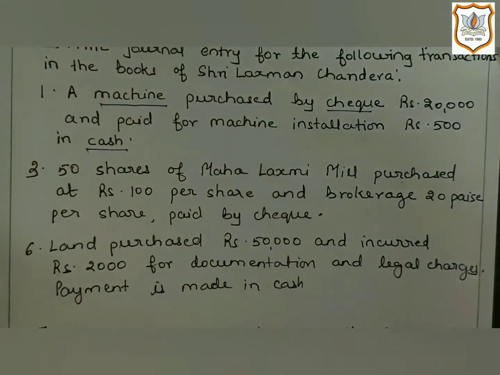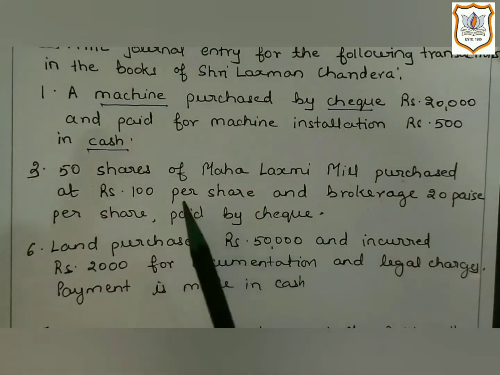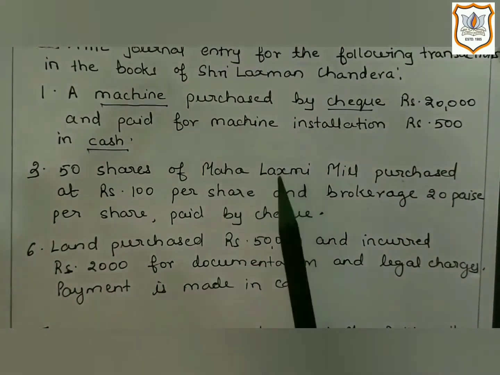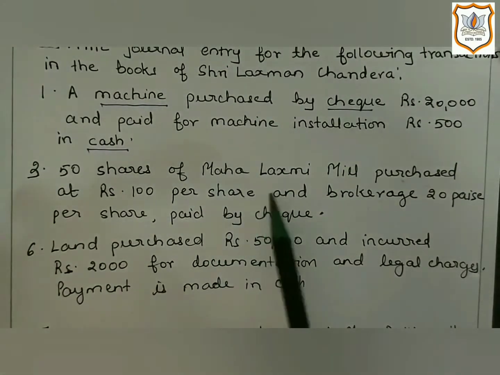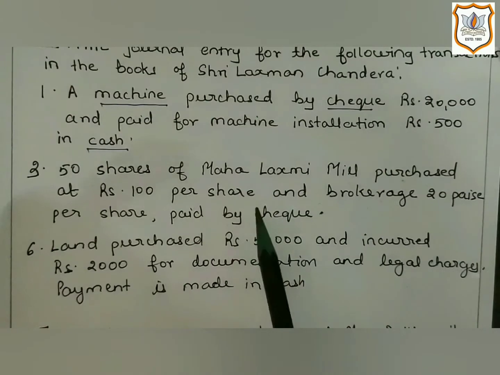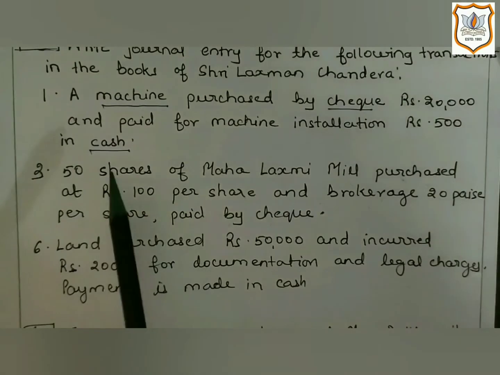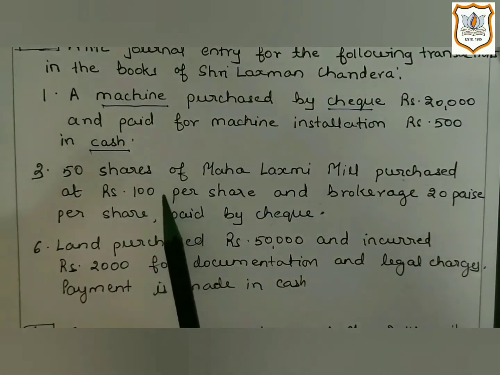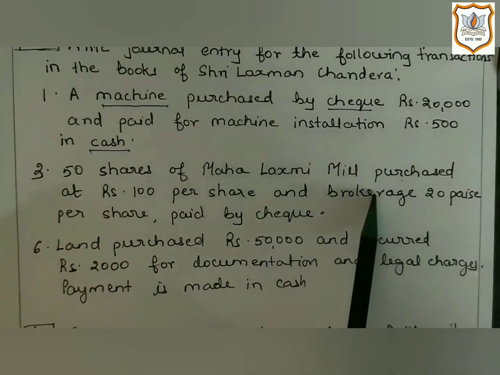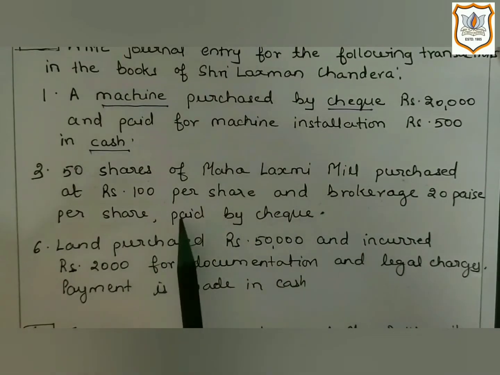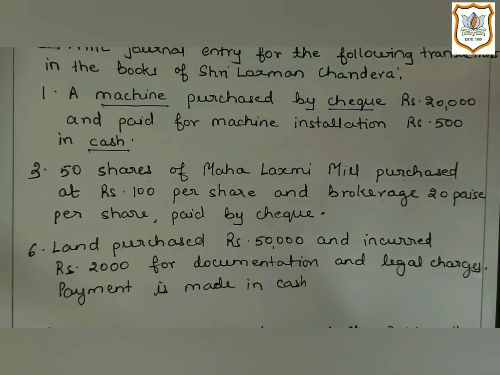See, here owner Lakshman Chandera is purchasing some shares of Mahalakshmi Mill. And if we purchase shares, it is called investment. And investment is an asset. So, how many shares is he purchasing? He is purchasing 50 shares. And the price of one share is rupees 100. He has also paid brokerage of 20 paisa per share. And brokerage is a capital expense which will be added to the value of shares.